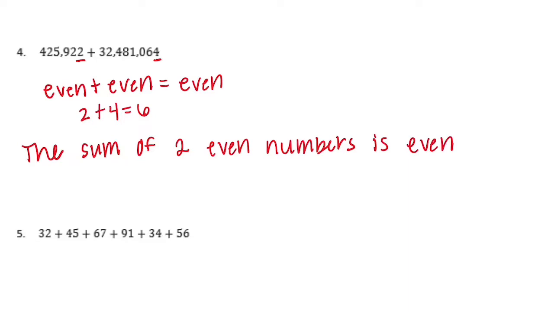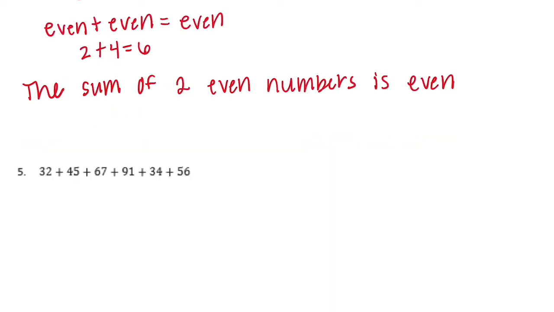And the last one, number 5. So they threw us a lot of numbers here. So let's just work it one at a time. So first we have 32 plus 45. So that is an even plus an odd. So 2 plus 5 is 7, so that gives us an odd number.